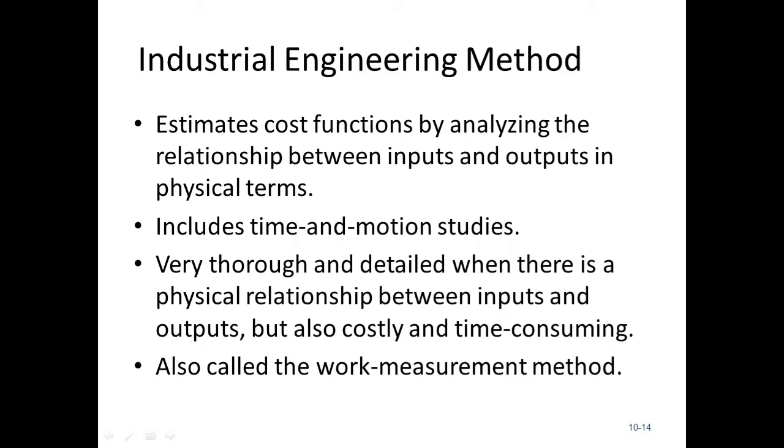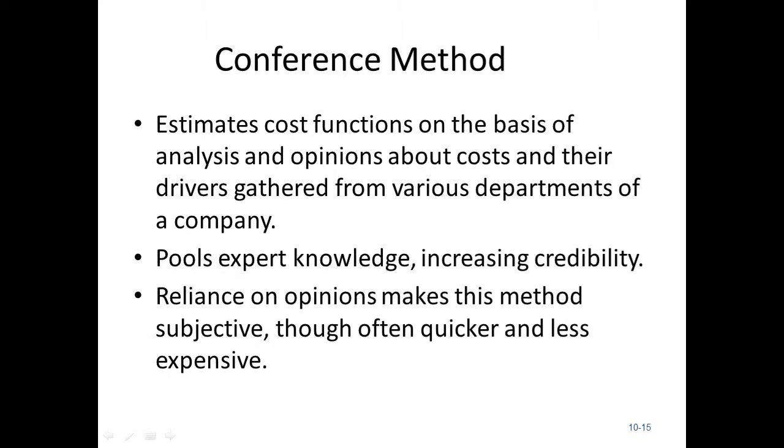The first method is the industrial engineering method, and what is involved there is an estimate of cost functions by analyzing the relationship between inputs and outputs in physical terms. This may include time and motion studies. It's a very thorough and detailed process when there is a physical relationship between inputs and outputs, but is also very costly and time consuming. We also call this the work measurement method.